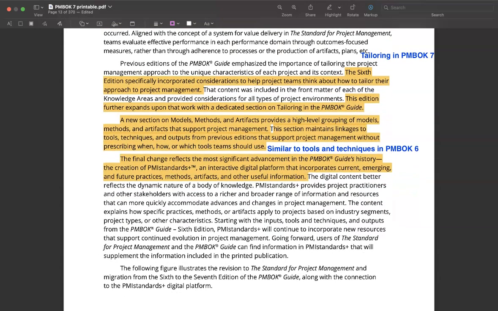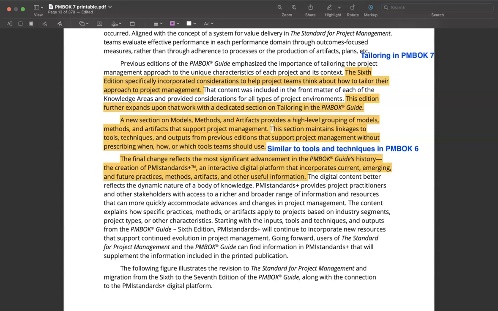Now, the next thing that they have is a section called Models, Methods, and Artifacts. It says a new section on models, methods, and artifacts provides a high-level grouping of models, methods, and artifacts that support project management. So basically, models, methods, and artifacts are like the tools and techniques that were there in the 6th edition. These are specific tools that you would use, for example Tuckman's ladder, or a specific tool for the management of scope, or a prioritization technique like MoSCoW prioritization. So they talk about specific tools and techniques, but now they call them models, methods, and artifacts.